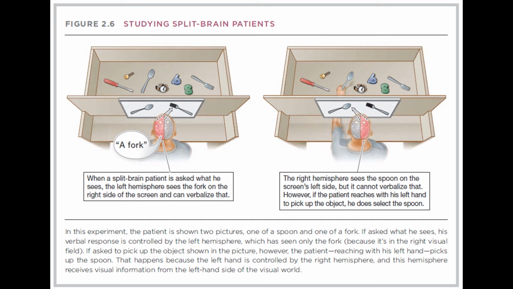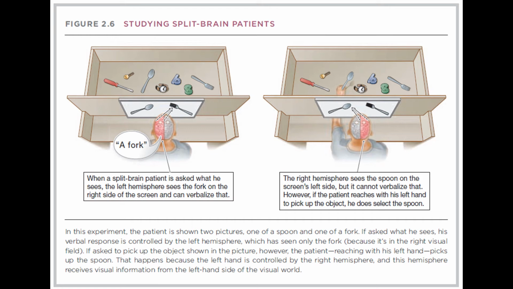I mentioned that language is largely processed on the left side of the brain, and so it is also dealing with the right side of the visual world. So this person sitting directly in front of that screen is technically seeing both things, but when they're asked about it, it is the left side of the brain that has access to the words to be able to respond, and therefore it responds fork, because that is the portion of the visual field that it is looking at, and a fork is what is present in that field.